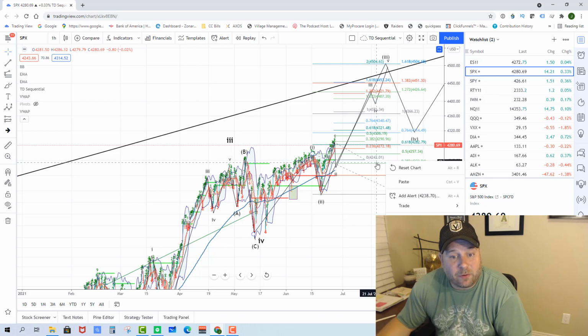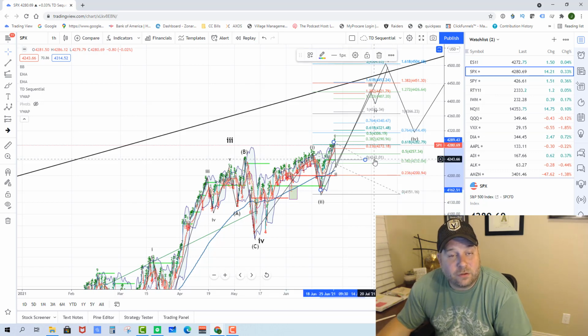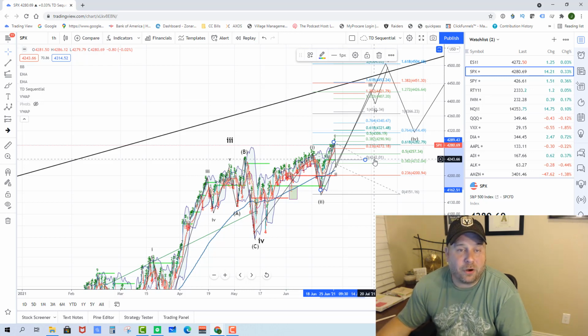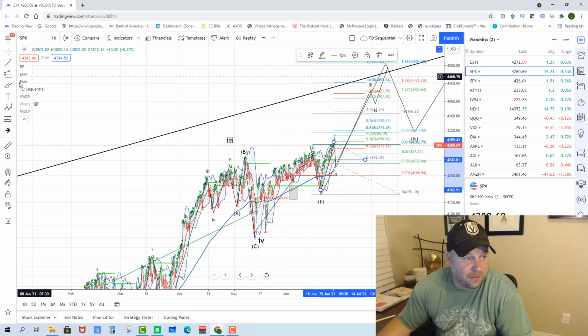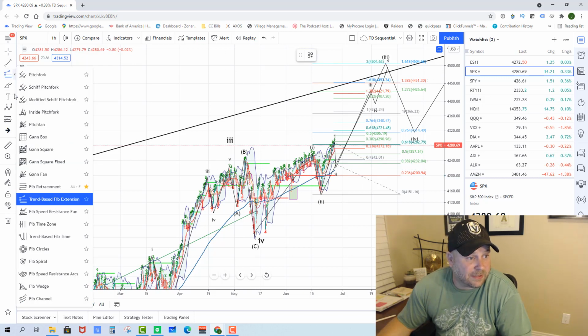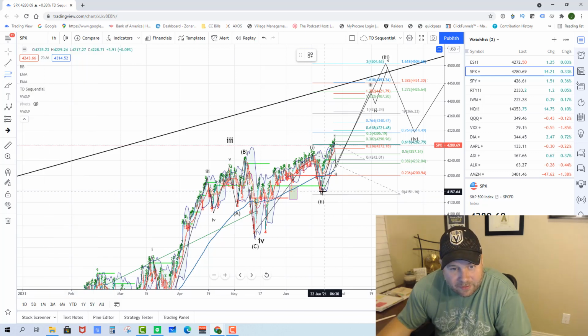Okay, so now what we want to see is whether 4242.01 is a key fib pullback level. All right, so the third part of this is that we're going to do a fib retracement on wave 1. So we come over here, select our fib retracement tool, and we measure wave 1.